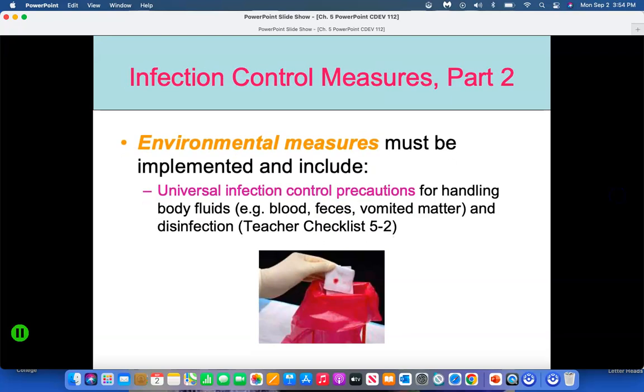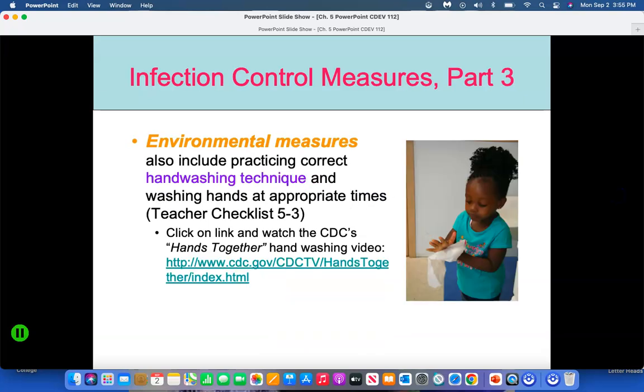Infection control part 2 is environmental measures, which must be implemented. For example, what happens if you handle blood or vomit? Is there a universal infection control precaution for handling these types of fluids? In your textbook, it shows what you should do in these instances and where you should throw those away. Environmental measures also include practicing correct hand washing techniques.